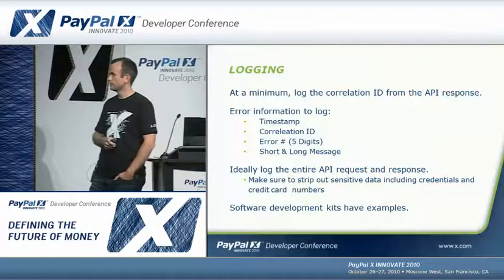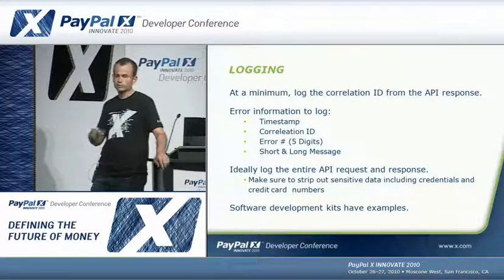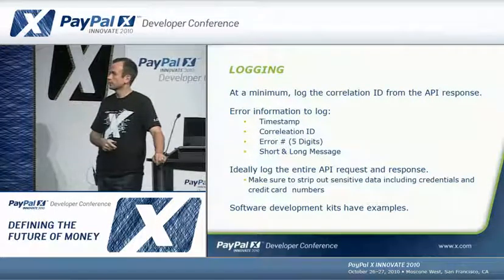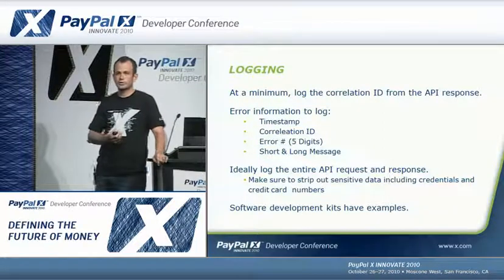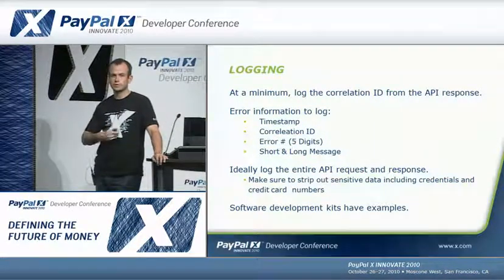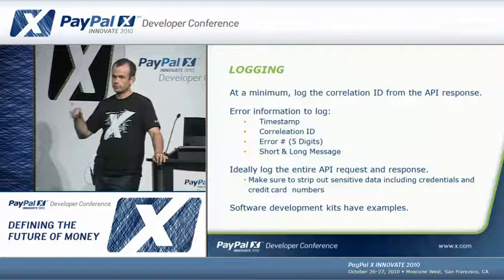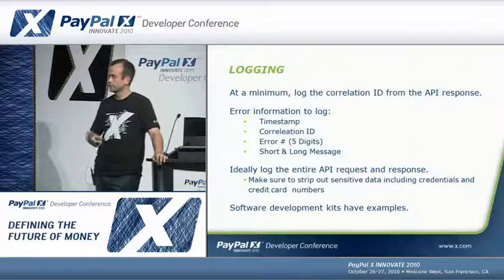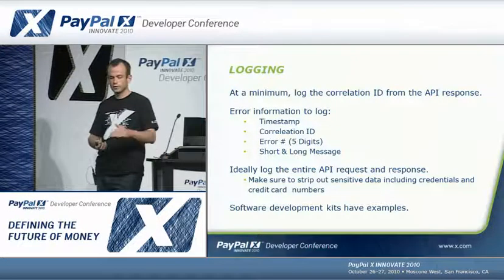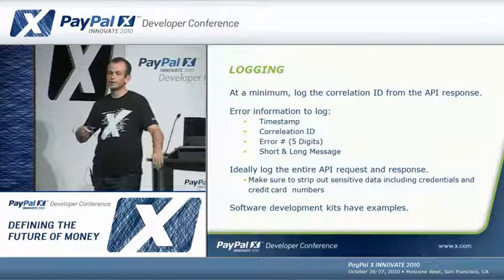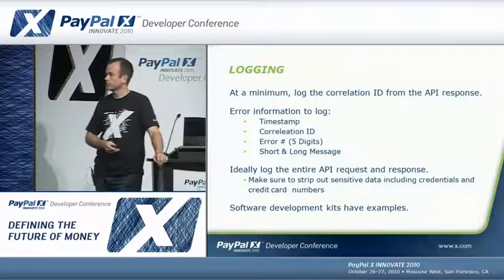And then the different pieces of error information that are important to log outside of the correlation ID is the timestamp it happened. The correlation ID that I just mentioned, we give you that 5-digit error code, which can help when you're working with us. We can say which error code were you receiving, and then you have your short and long message. And those are going to be good. If you want to display some of those, you can send them to the customer, but you also want to log that. That way, if you saw 10 errors in a day, you can see exactly what the short and long is without having to go to our website and look up what that was.